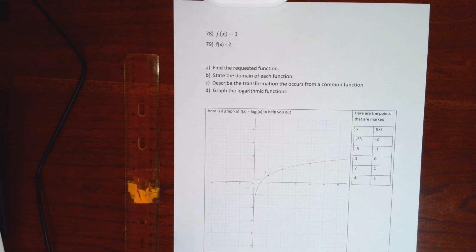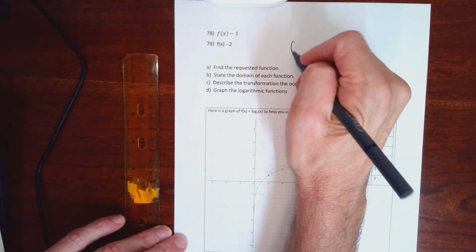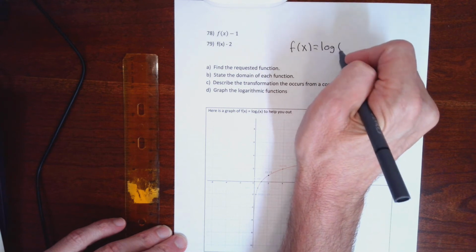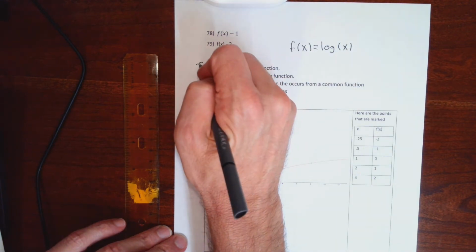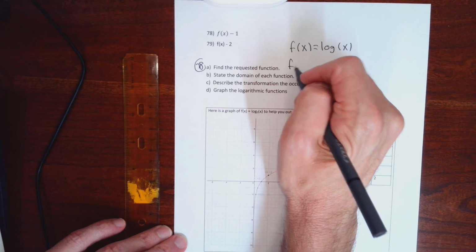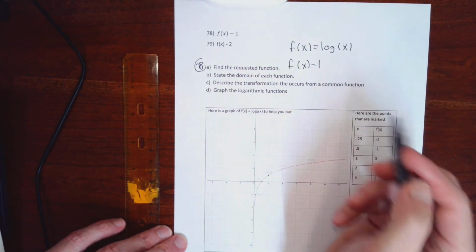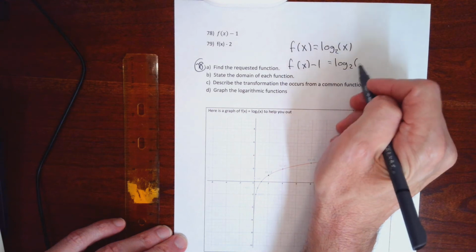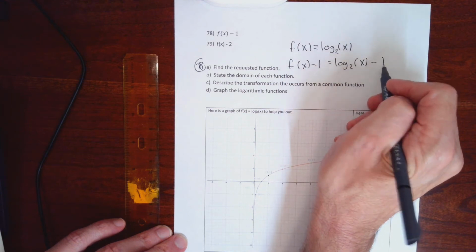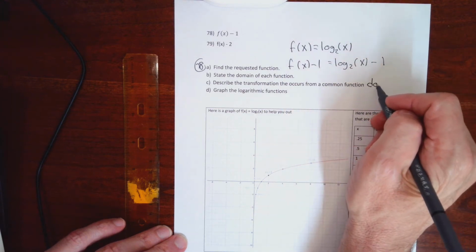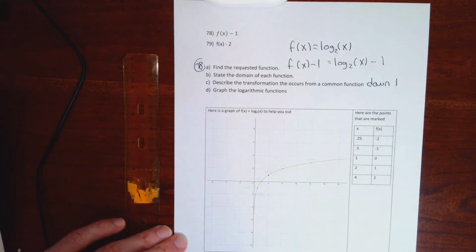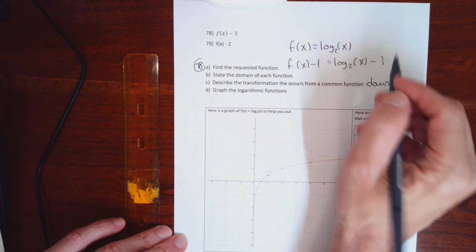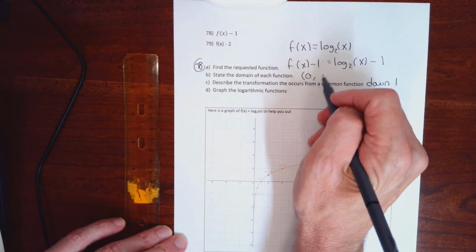78 is going to shift down. Anyway, 78 starts off with the seed function f of x equals the log base 2 of x. And in 78a, it asks me to find f of x minus 1. Because that minus isn't in a parentheses, it goes after the function. Because it's not in a parentheses and it's after, the minus moves the graph down. The domain, the argument hasn't changed. The domain is going to stay 0 to infinity.